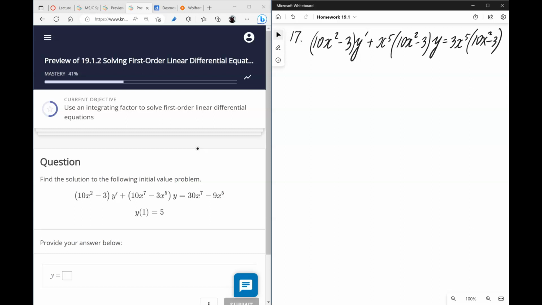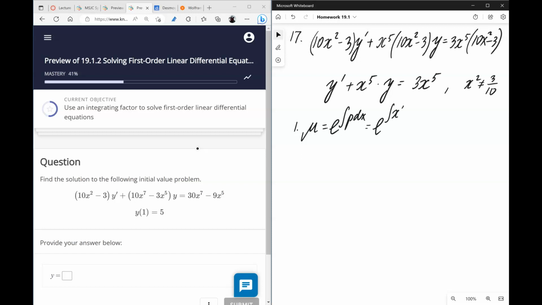And now you can see that after you divide everything by 10x squared minus 3, we simply have y prime plus x to the 5y equals 3x to the power 5. And we have to make the assumption that x squared is not equal to 3/10. And we're going to find the integrating factor. We can assume that c is equal to 0, so this is my integrating factor.